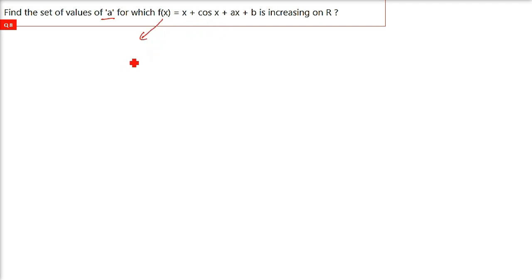We can just move forward, but for the sake of completion, what is f dash x? Differentiation: 1, cos x gives minus sin x, plus ax gives plus a, b is of course 0. So 1 minus sin x plus a. What do you need? It is increasing, so it has to be greater than 0. We have no multiplication here, so we have to take things to the right or left. I'm keeping sin x here and taking other things to the other side. Sin x is less than 1 plus a, that is, 1 plus a is greater than sin x.